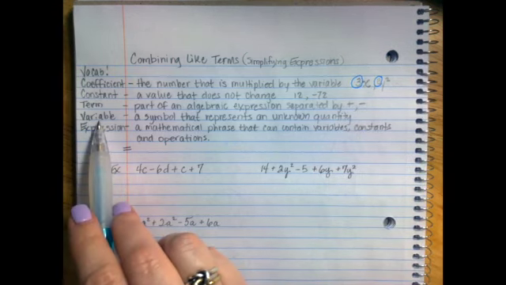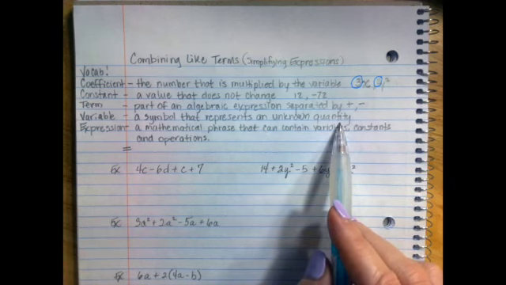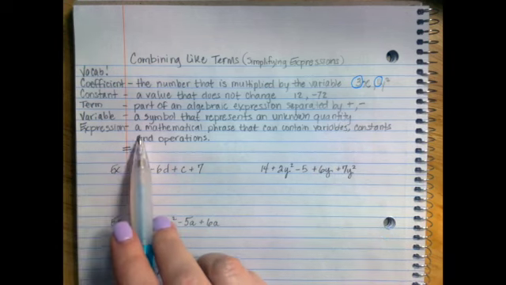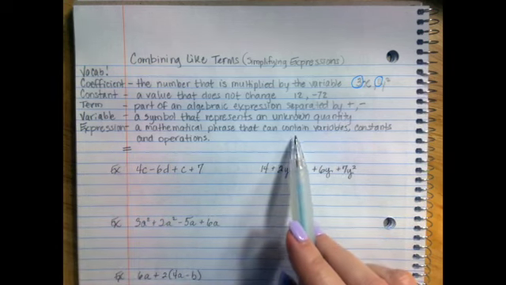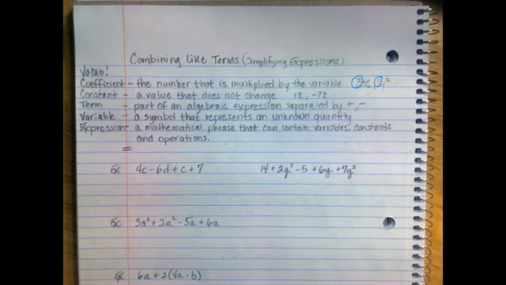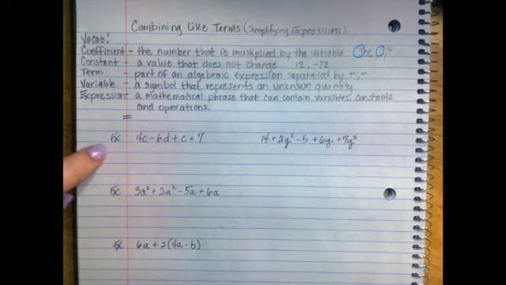A variable, as we all know, is a symbol that represents an unknown quantity, and you can have several different letters that represent the variable. And then finally, we have our expression. This is a mathematical phrase that can contain variables, constants, and operations. All right, so how does this all work? Well, let's take a look at these examples.